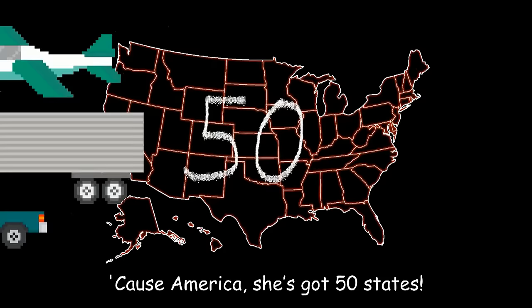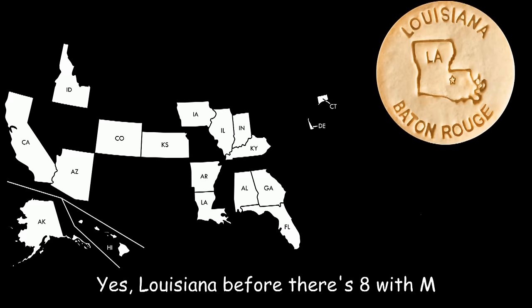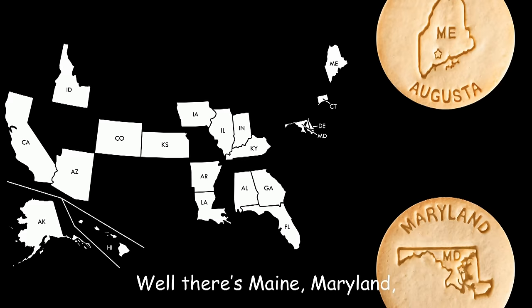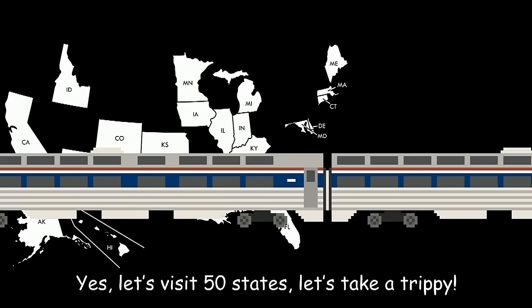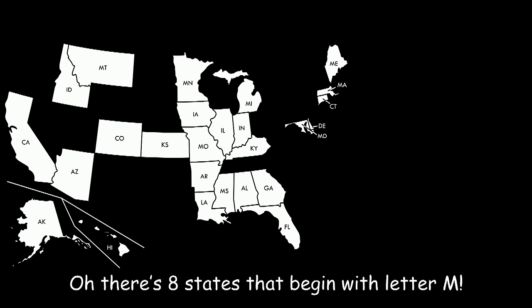Yes, Louisiana, before there's eight with M. Well, there's Maine, Maryland, Massachusetts, Michigan, leaving four more M's to say, so let's begin. Well, there's Minnesota first, then Mississippi. Yes, let's visit 50 states, let's take a trip. There's Missouri and Montana, like bright yellows for banana. Oh, there's eight states that begin with letter M.